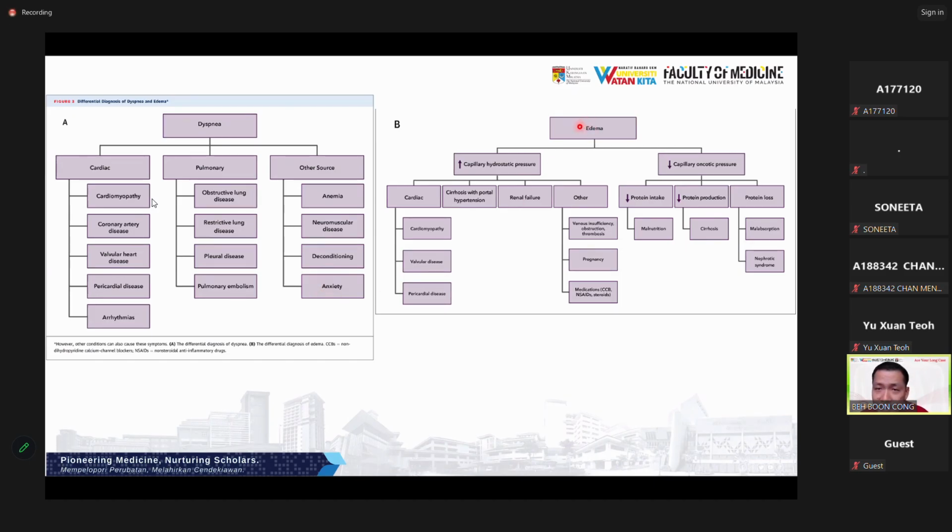For a patient presenting with edema, it can be due to any other cause. So if you have a case of edema, you think whether it is the heart, the kidney, or the liver, because these three organs are the ones that contribute to your edema. So in your history you need to get more history on which organ this patient belongs to.